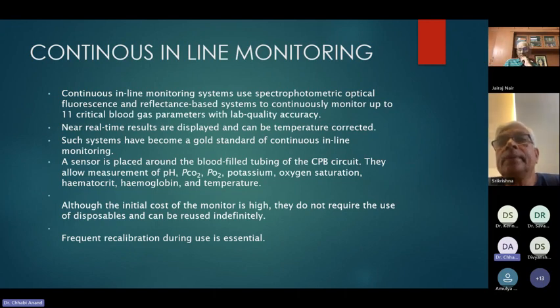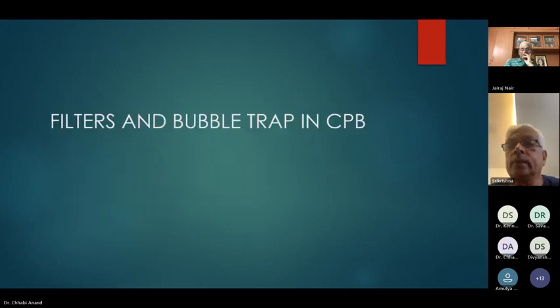A sensor is placed around the blood-filled tubing of the CPB circuit. They allow measurement of pH, PCO2, PO2, potassium, oxygen saturation, hematocrit, hemoglobin, and temperature. Although the initial cost of the monitor is high, they do not require the use of disposables and can be reused indefinitely. Frequent recalibrations can be done during use if it is essential.